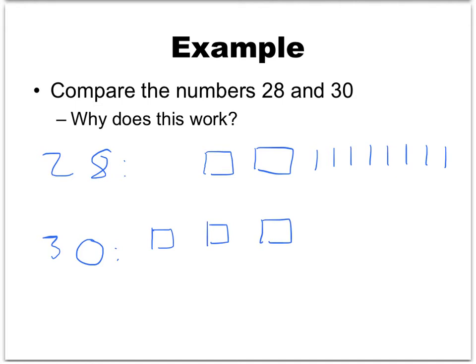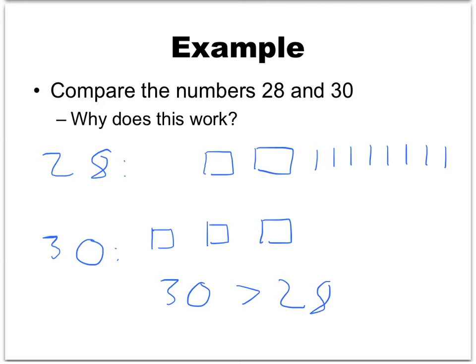And so to compare these numbers, let's start off by comparing the biggest bundles. We see here is that in the 28 we've got just 2 bundles of 10. Here we have 3 bundles of 10. Now over here we don't have any individual objects. We do have 8 individual objects there, but remember that this one additional bundle of 10 is bigger than these 8 individual objects. And so 30 has more bundles of 10, and so for that reason 30 is bigger than 28. So that's why that method works.